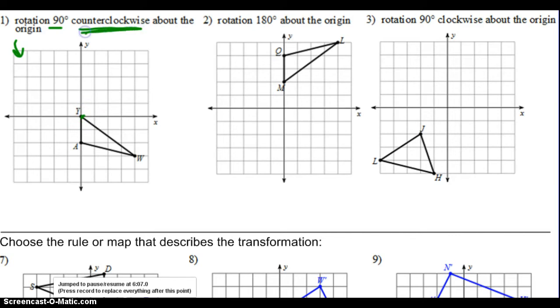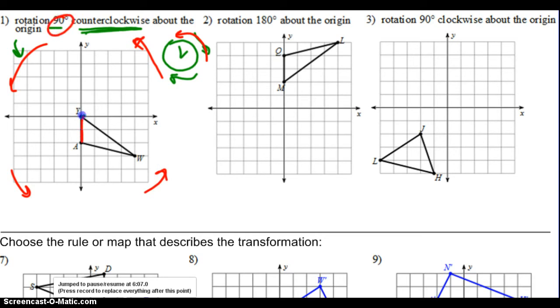Next, counterclockwise. Which direction is that? Well, if you think about a clock, the way the hands of a clock move, typically they move in this direction around a clock. So counterclockwise will be in the opposite direction. So for this problem, we're going to be moving that triangle in this kind of direction around the origin, spinning it that way. And 90 degrees, well, we know what 90 degrees means.